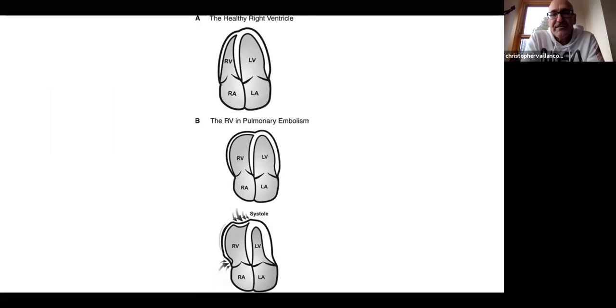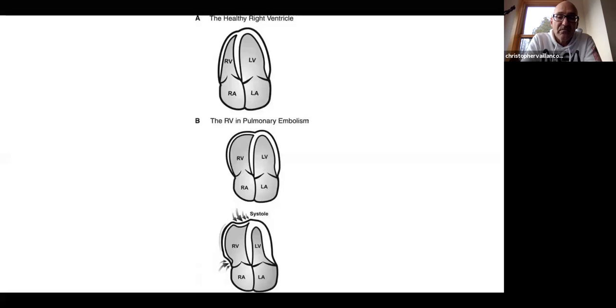So this is basically a diagram of the healthy right ventricle in a patient without a PE. You can see that the LV is much bigger than the RV. And then when you put a lot of clot burden into the pulmonary arteries, you have an increase in diameter of the RV as it relates to the LV. And then during systole, you get this McConnell sign, where the free wall of the RV barely moves, and you have the apex that contracts.